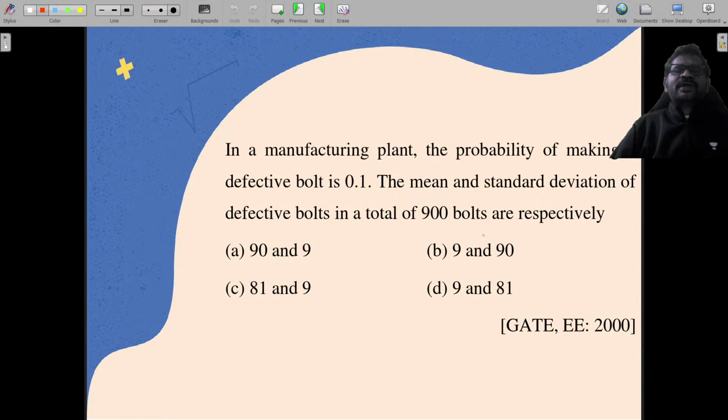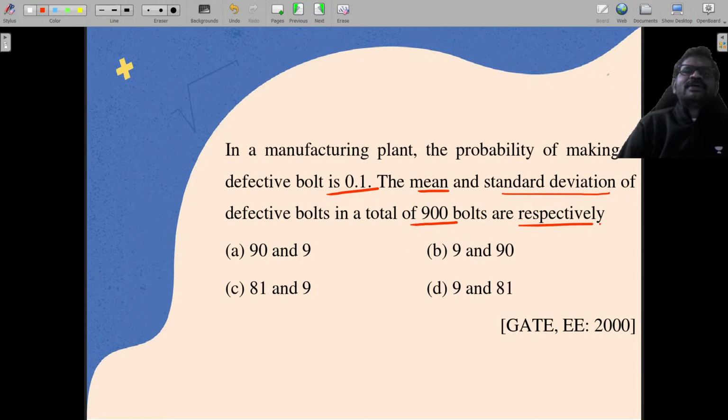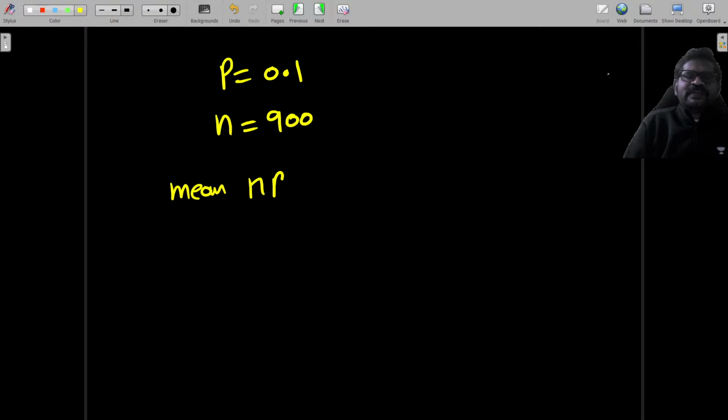In this problem, in a manufacturing plant, the probability of making a defective bolt is 0.1. What is mean and standard deviation of a total of 900 bolts respectively? So here, probability of defective bolt is P. Probability of defective bolt is 0.1. Number of bolts are 900. We have to find mean. Binomial mean is NP. So 900 into 0.1, that is 90.